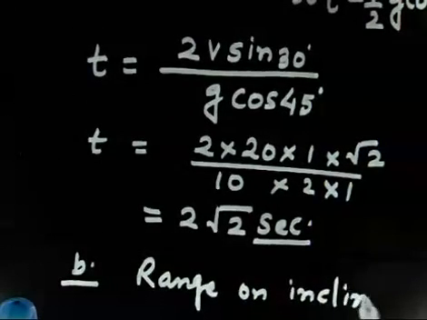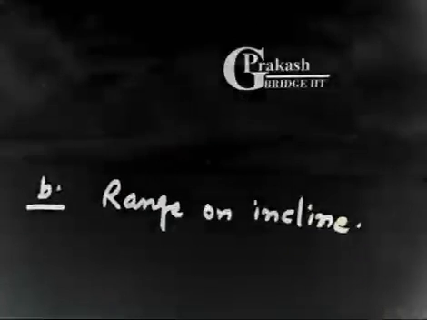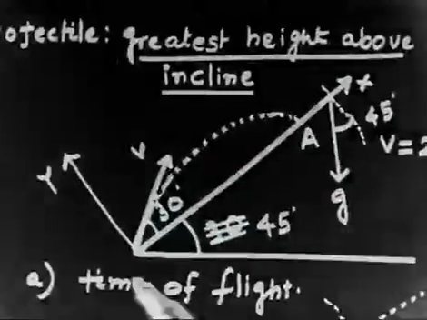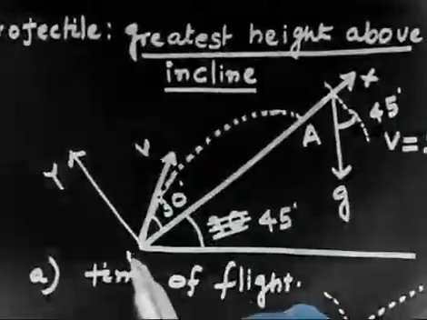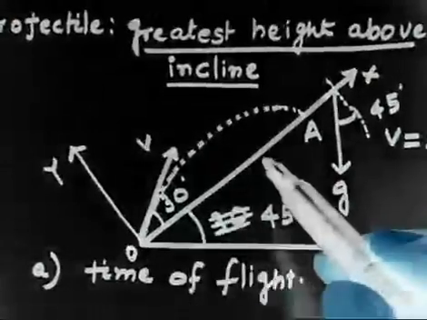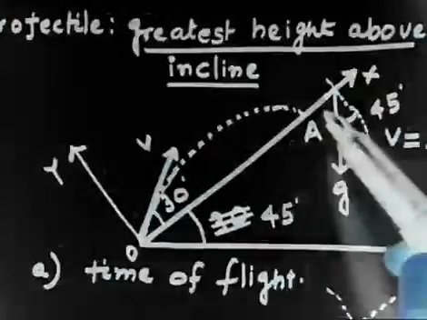Now what we will do is, we will write the equation in the x direction. So this is my x direction. We have to find range on incline, so we will write the equation in this direction. To find this distance, let us say we want to find OA. To find OA, I can say S is equal to ut plus half at square in this direction.